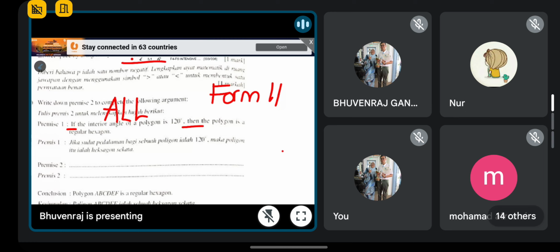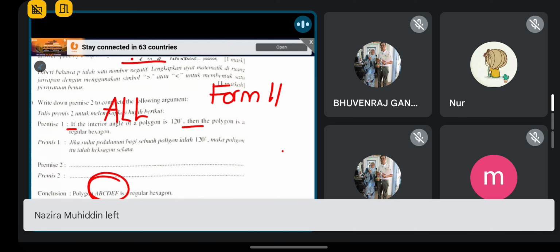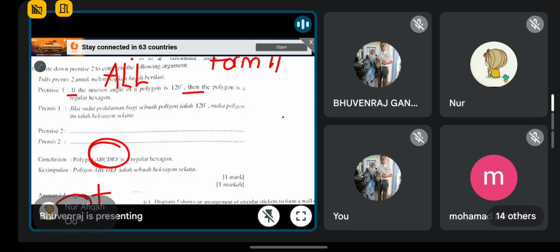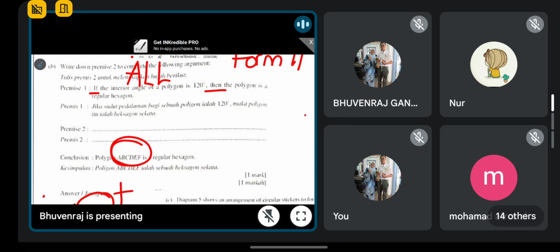Polygon, hexagon, sekata. Yes, very good. Okay, answer correct. Make sure you state the name of the polygon also. A, B, C, D, E, F. Okay, so that will be your answer. Polygon A, B, C, D, E, F has interior angle of 120 degree. Okay, walaupun yang ni nampak macam form yang ketiga, but actually it's not, because they don't have the word all. Tak ada perkataan all tu. Jadi tak boleh klasifikasikan sebagai bentuk ketiga.